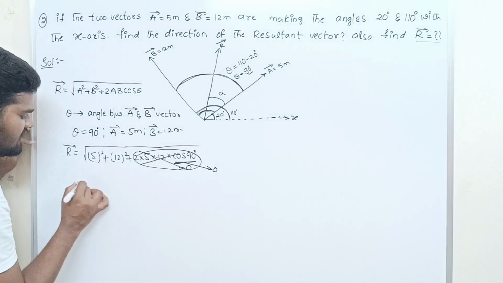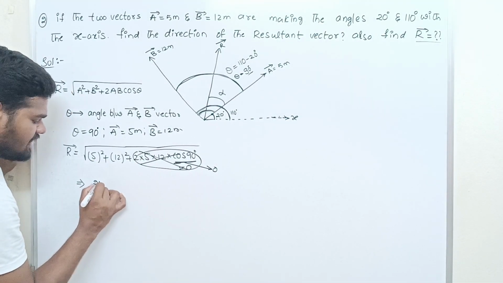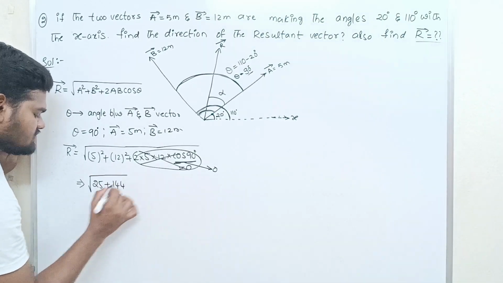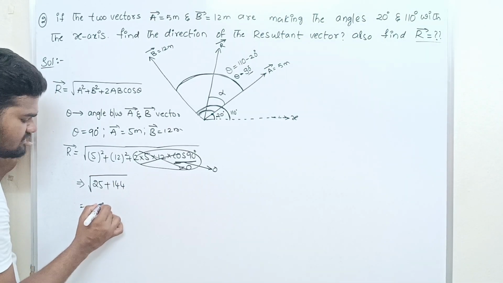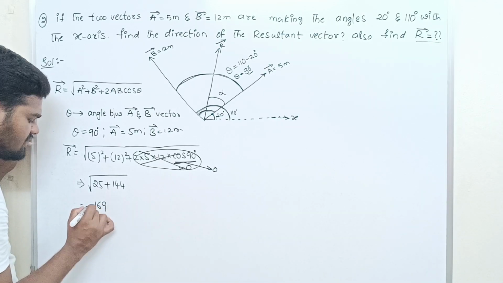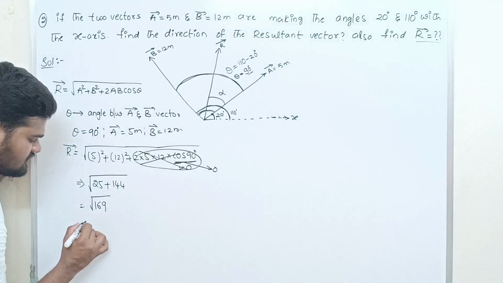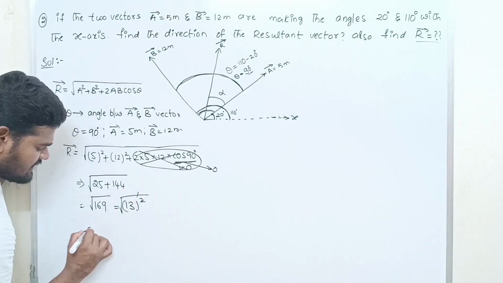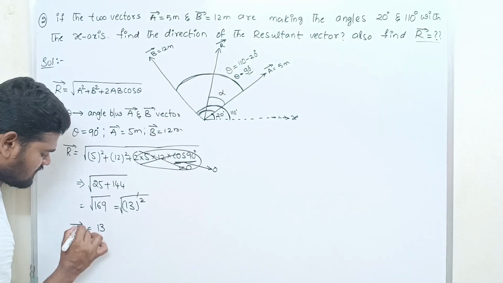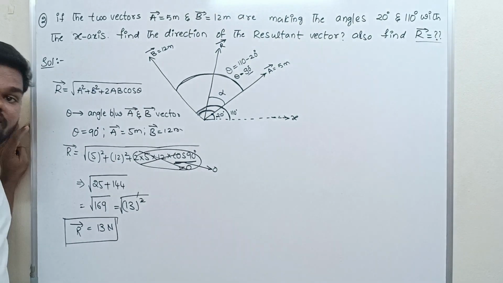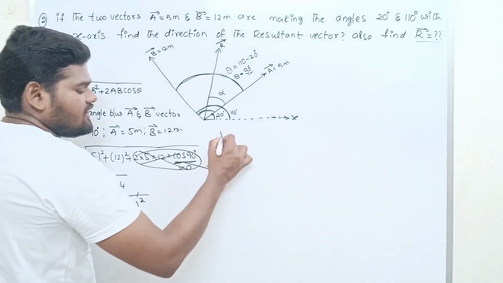So 5 squared is 25, 12 squared is 144, under the root. 4 plus 5 is 9, 4 plus 2 is 6, and 1 is there, so root over 169. What is the value of root over 169? 13 squared, so the square root gets cancelled out. You will get the resultant vector R bar equal to 13 newtons. R bar is 13 newtons.